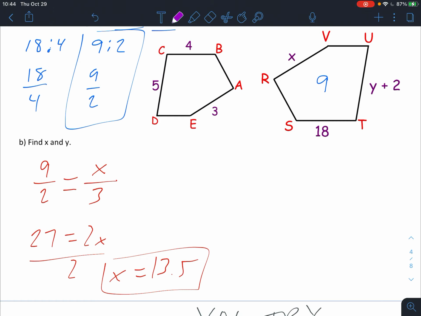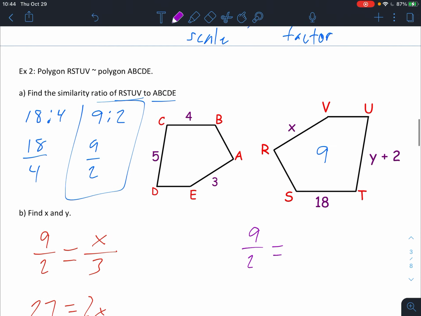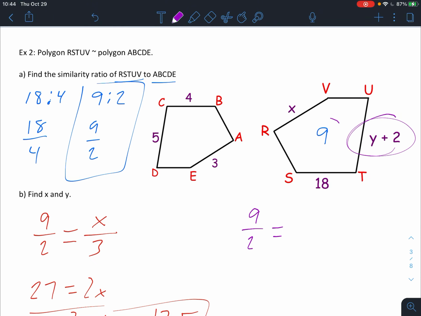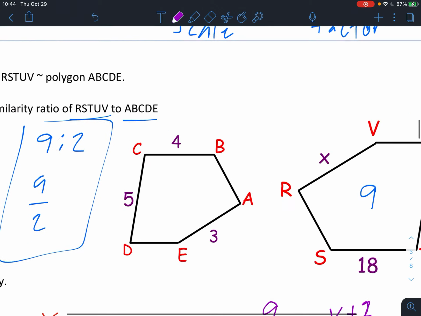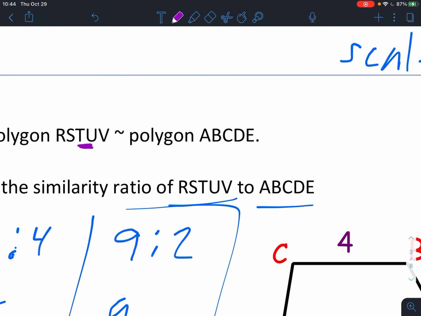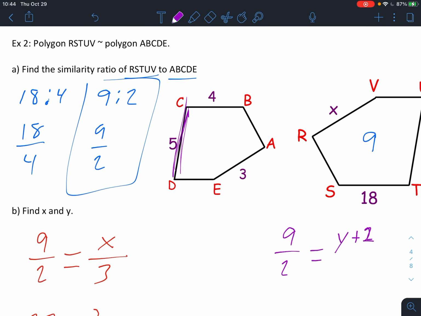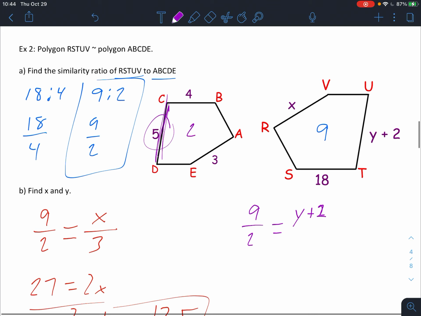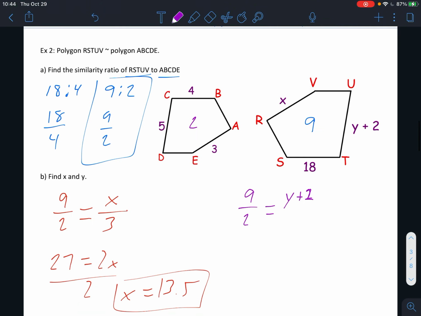Now we're going to do the same thing for y. Start with our ratio, 9 to 2. Where do you see y located? Y is right here. It's in the 9 polygon. So y plus 2 goes on the top because that's where 9 is. What does y plus 2 match up with? Well, y plus 2 is on UT. UT matches up with DC. DC is 5. And that's in the 2 polygon. So 5 goes where 2 goes in the denominator. And there's your proportion. Cross multiply.